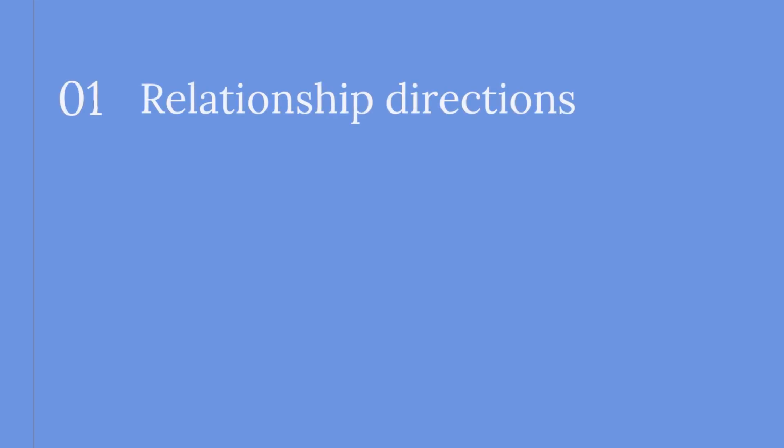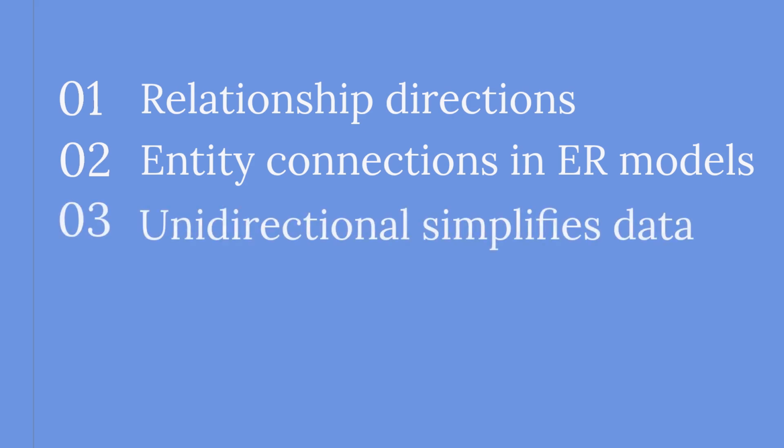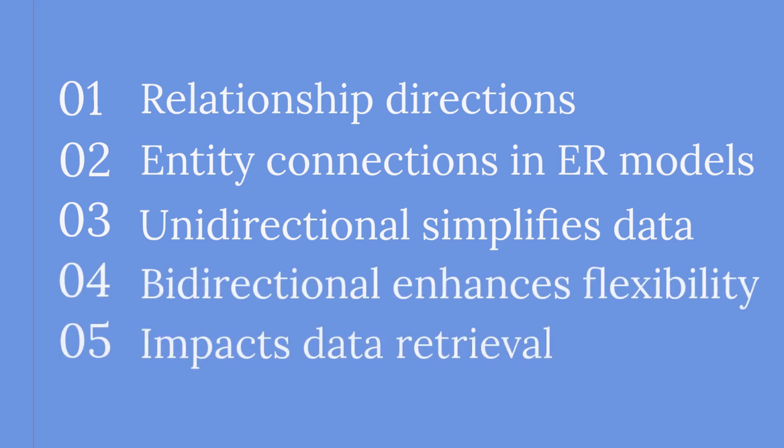Relationship directions define entity connections in ER models. Unidirectional relationships simplify data models but limit functionality. Bidirectional relationships enhance flexibility but increase complexity. Understanding directions is crucial for system design. It impacts data retrieval and overall functionality.